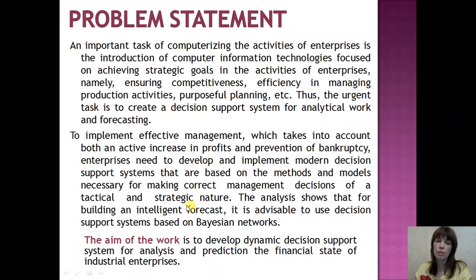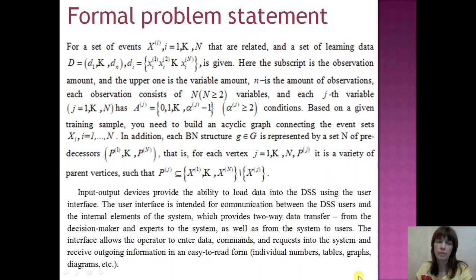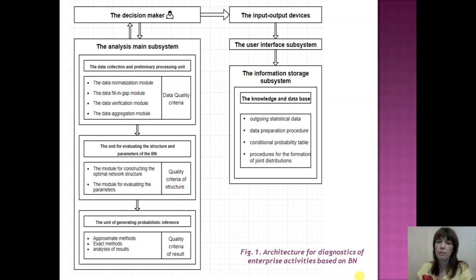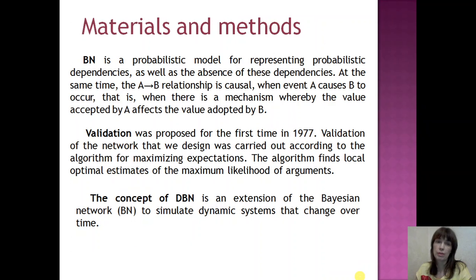The aim of the work is to develop a dynamic decision support system for analyzing and predicting the financial state of an industrial enterprise. Here is shown the formal problem statement, and here you can see the architecture for the diagnostics of enterprise activity based on a Bayesian network.